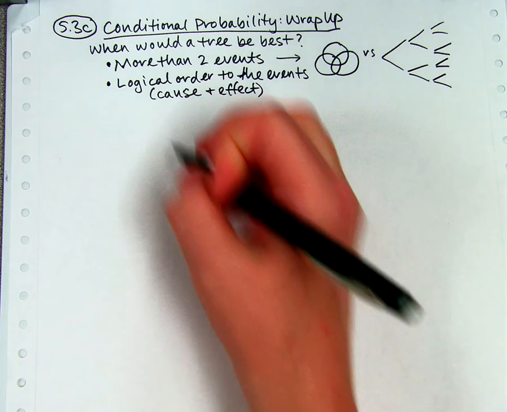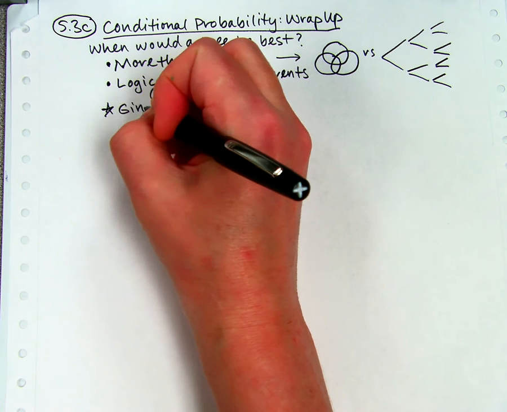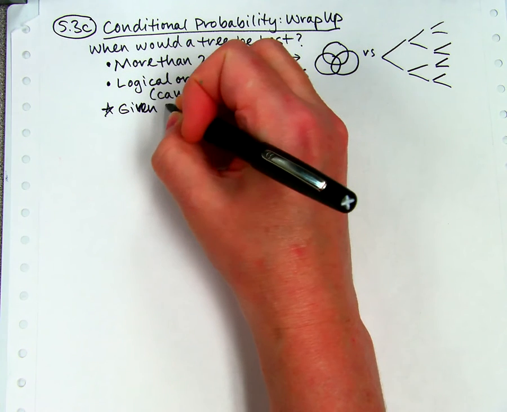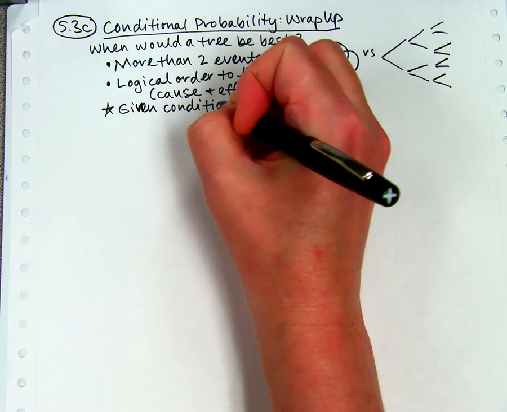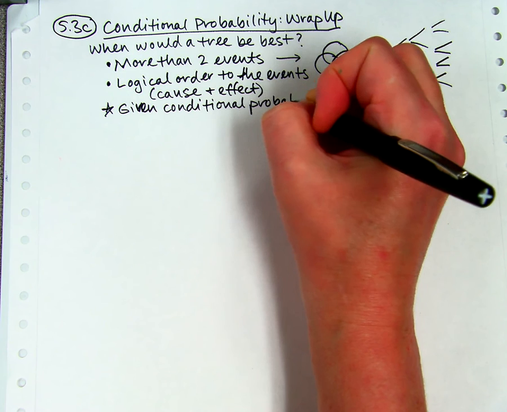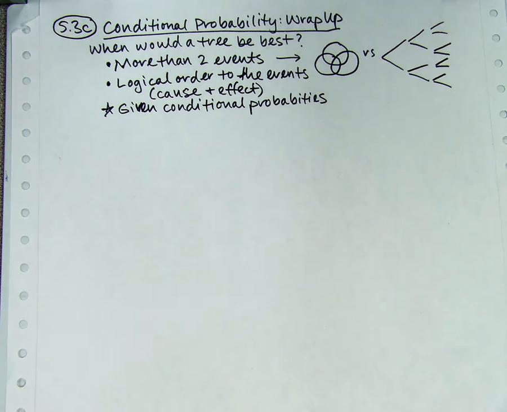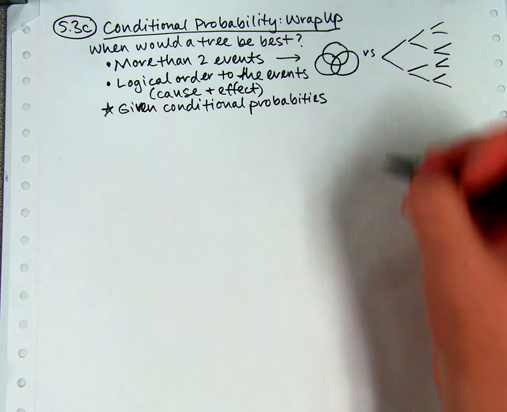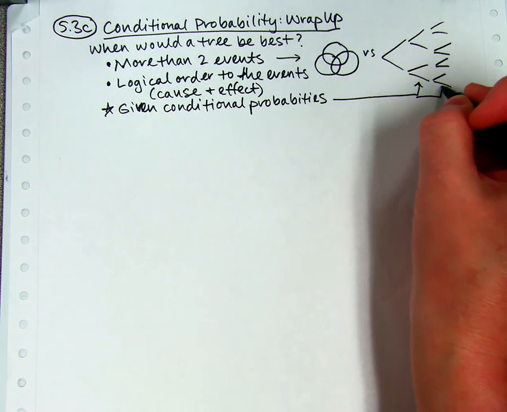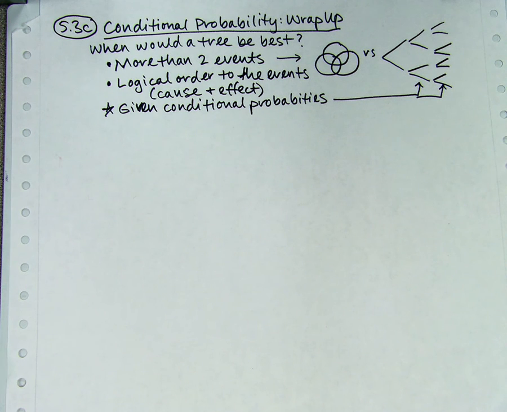And then the biggest reason I personally would choose to use a tree is if the given information includes conditional probabilities. Because on a two-way table or a Venn diagram, there's nowhere to write those probabilities. And kind of like we saw that a two-way table gives you a place to write the totals, a tree gives you a place to write the conditional probabilities that go on these later branches. If these later branches are different, then a tree makes sense to do that. And if you're not given that information, then any of the methods would work. But it's a really good reason to use a tree.